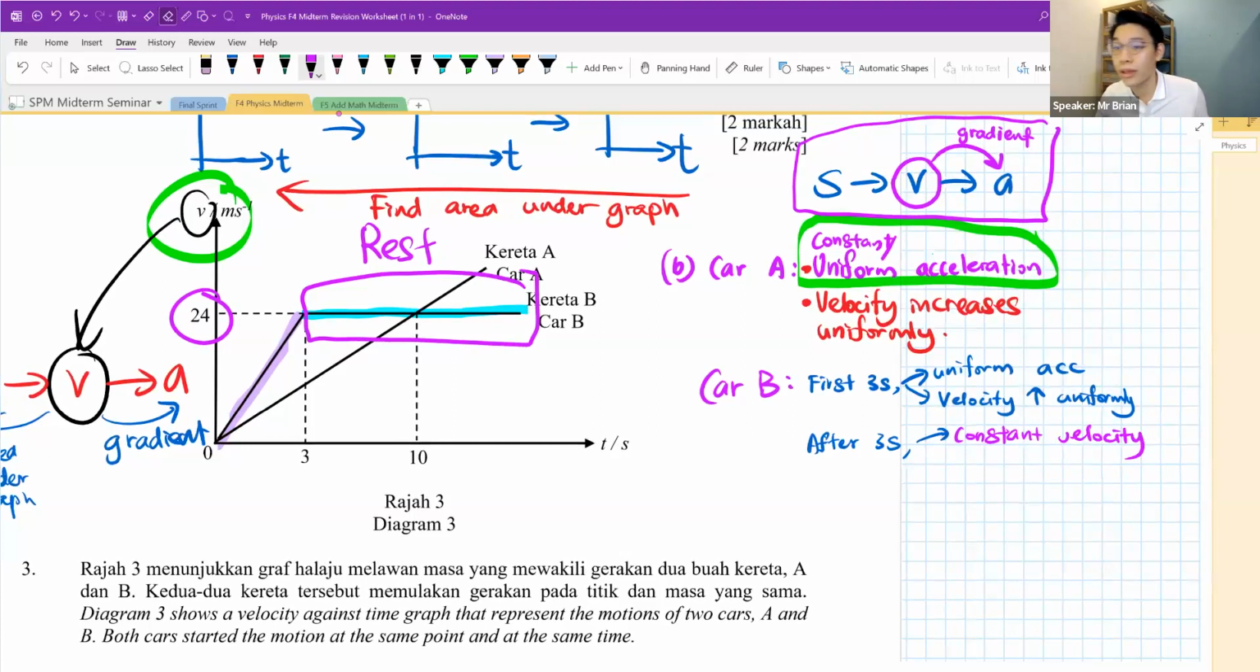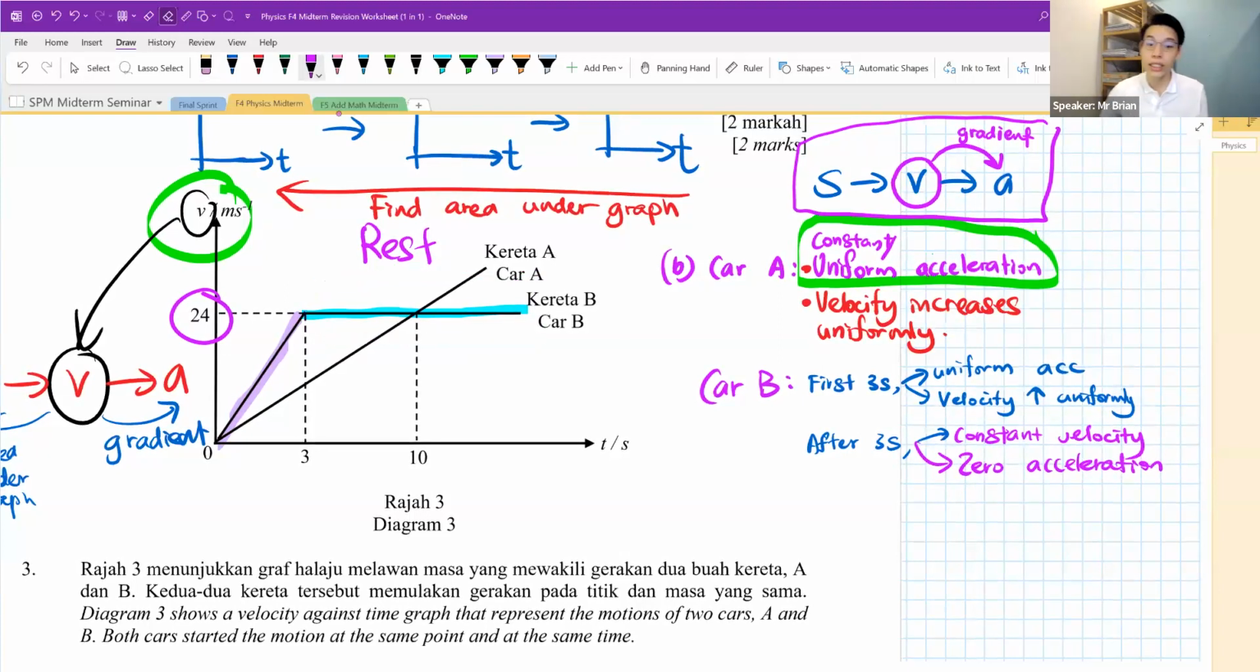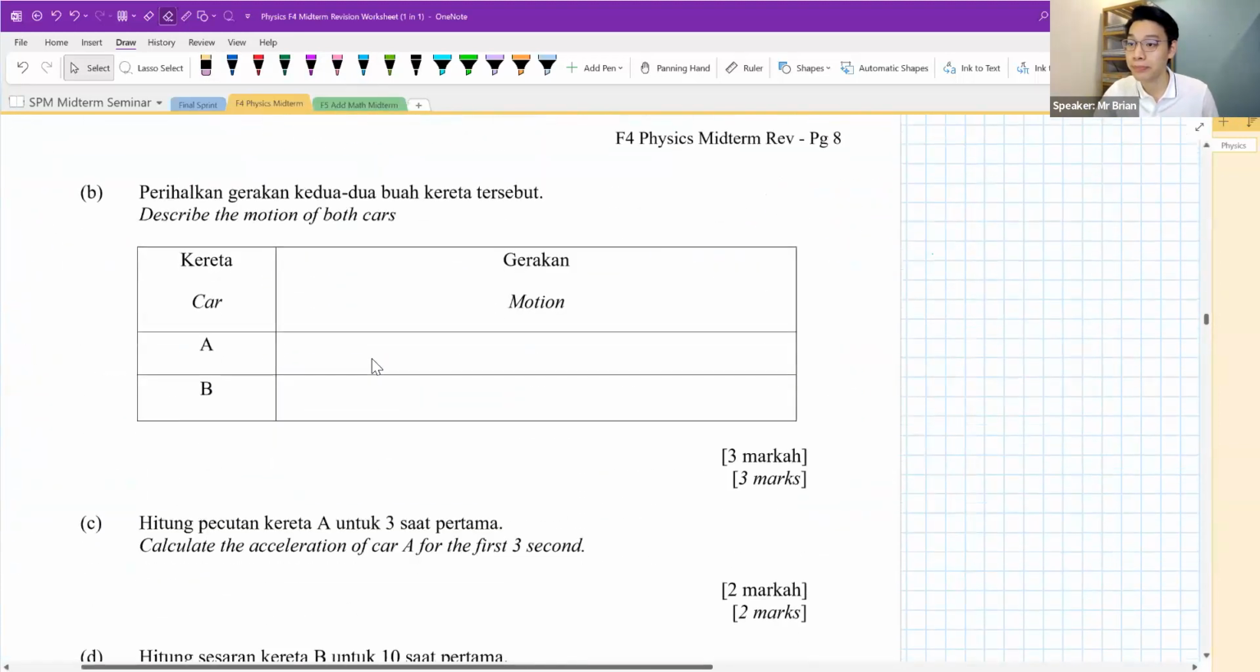Or you can say, you see the value is just at 24. Or 0 acceleration. Bagus. How come? Because gradient is 0 here. Okay, gradient is 0 here. So 0 acceleration or no acceleration can, no problem. Okay, so that is the answer for part B. Let's look at part C.